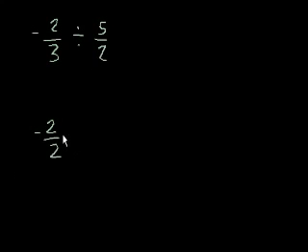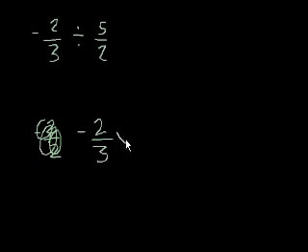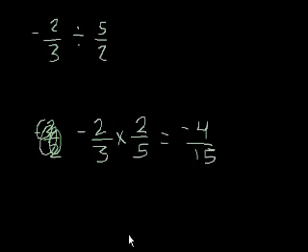What's negative 2/3 divided by 5/2? Once again, that's the same thing as minus 2 over 3 times what? It's times the inverse of 5 over 2, which is 2 over 5. And that equals minus 4 over 15.